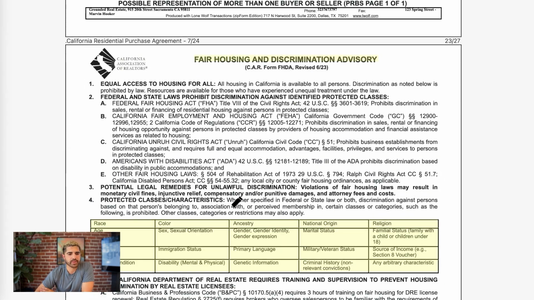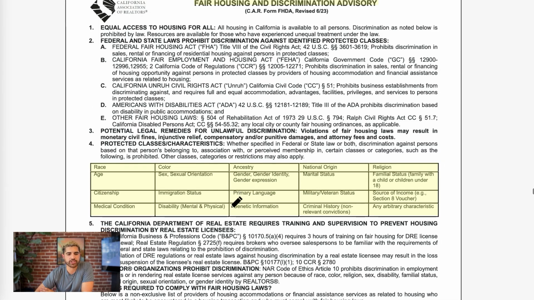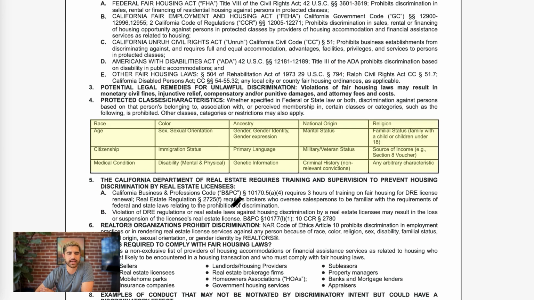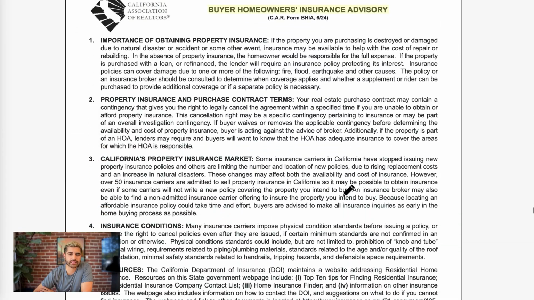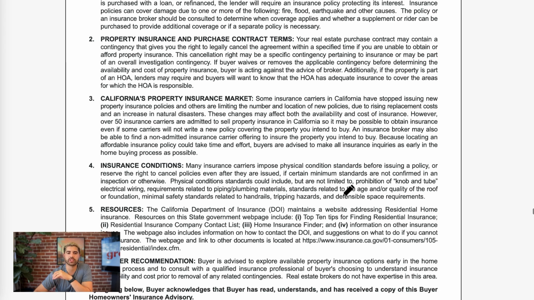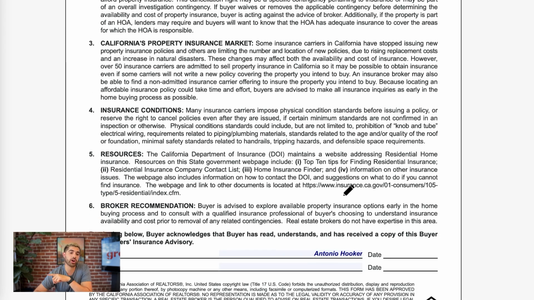Okay, moving down is the Fair Housing Discrimination Advisory. This basically says that people cannot discriminate based on these specifically listed classes or characteristics on the selection of who they choose to purchase the home or not purchase the home. And buyer's homeowners insurance advisory is the next document. Kind of like I talked about earlier on when we have the insurance contingency. This is just saying the importance of obtaining property insurance, and that will go through the steps to make sure that you're aware of what all the possibilities are for that.